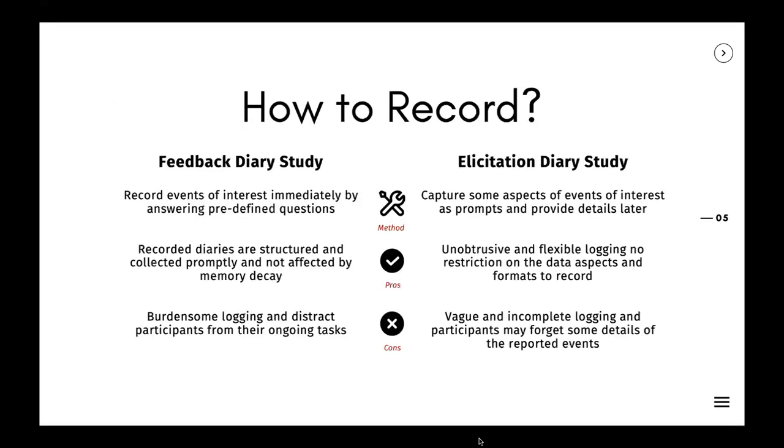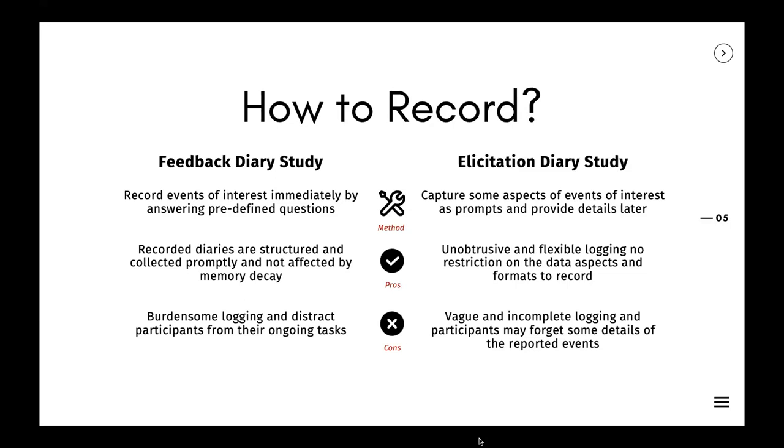Considering the recording method, diary studies could be divided into two types. For the feedback diary study, participants record events of interest immediately by answering some predefined questions as recorded diaries. In this way, recorded diaries are structured and collected promptly and are not affected by memory decay. However, this type of burdensome and intrusive logging may distract participants from their ongoing tasks.